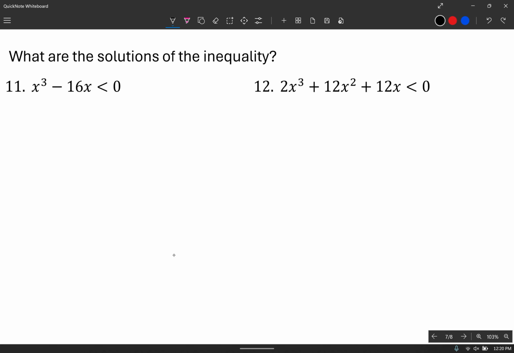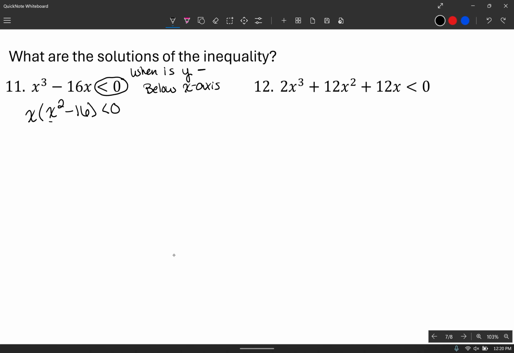All right, what are the solutions to the inequality? So when you see less than 0, you're going to think, when is y negative? Meaning below the x-axis. All right, now you want everything on one side, so it needs to say less than 0 or greater than 0. Well, I need to factor this, so I have a common factor of x, which means that would leave me with x squared minus 16.